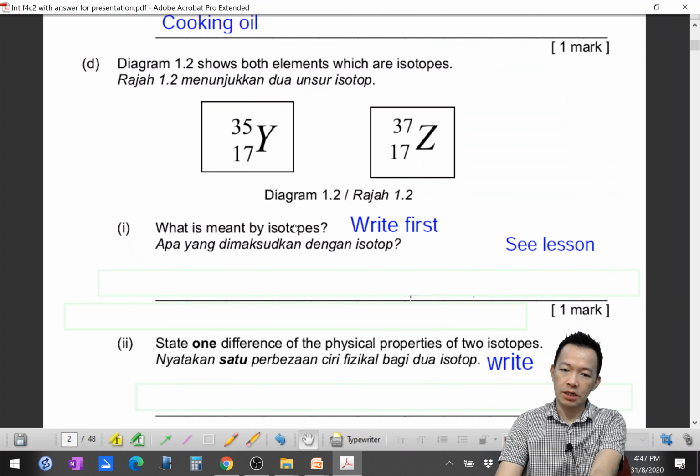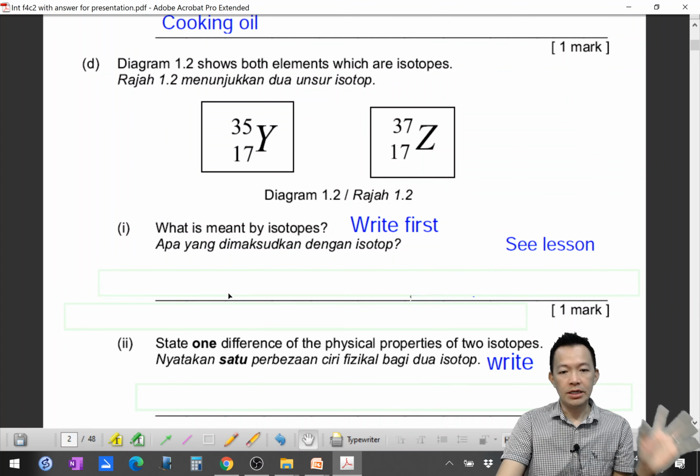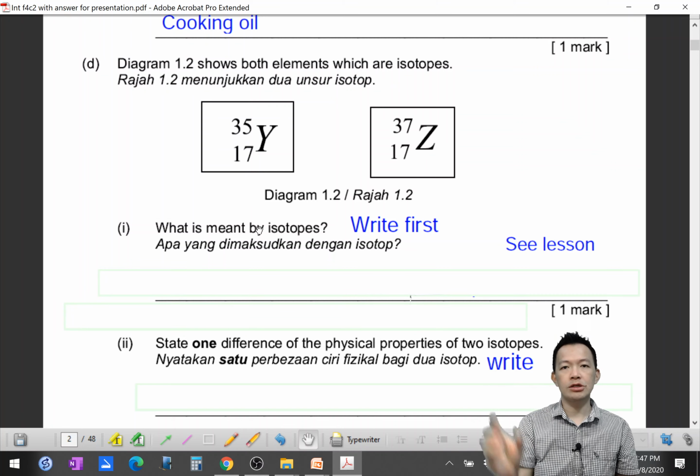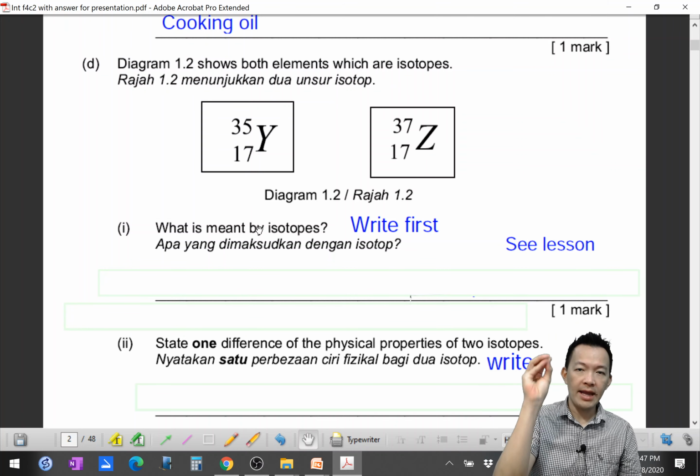What is mean by isotope? 什麼叫 isotope? Okay, you write your answer first. 你一定，你不管怎樣，你都要把這一句先寫出來。What is mean by isotope? 10 students write 8 of them wrong.